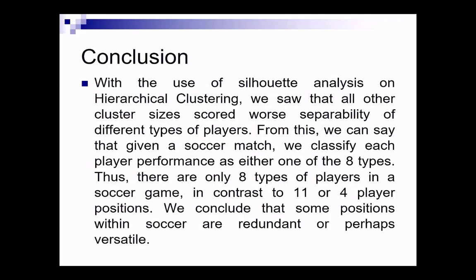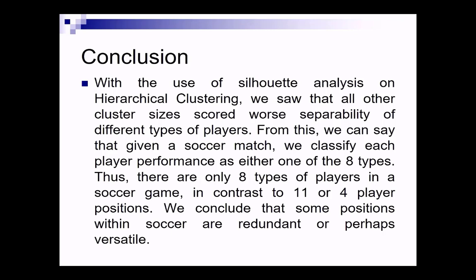The main finding of this study was that 8 clusters best separate player types. With the use of silhouette analysis and hierarchical clustering, we saw that all other cluster sizes scored worse on separability of different types of players. From this, we can say that given a football match, we can classify each player's performance as one of 8 types. Thus, there are only 8 types of players in a football game.